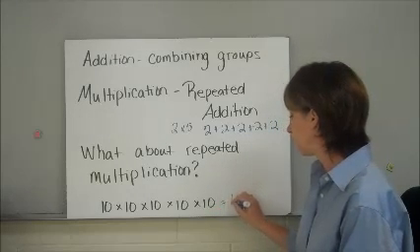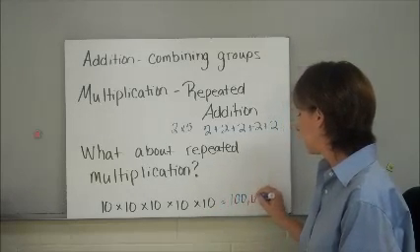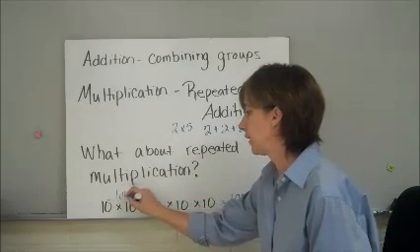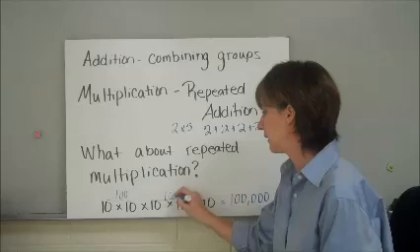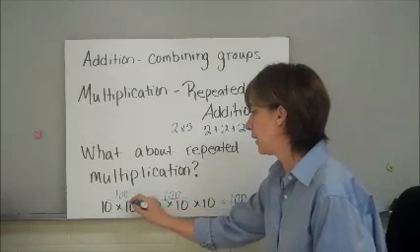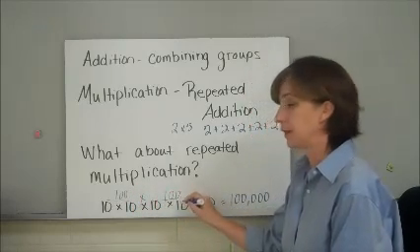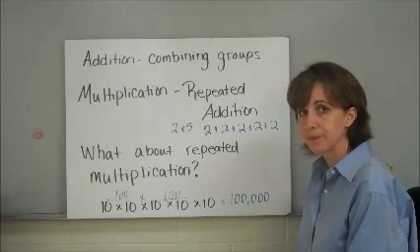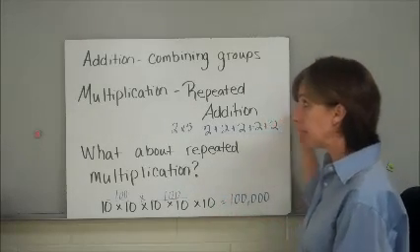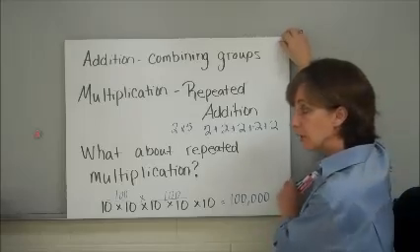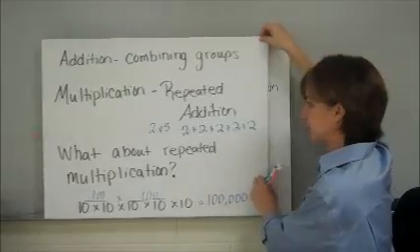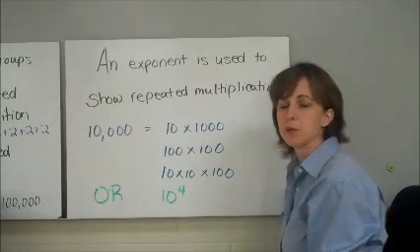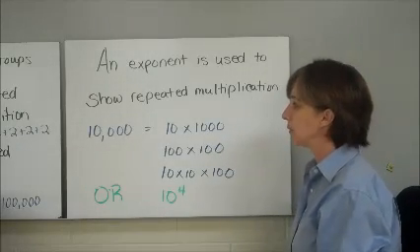This answer is 100,000, because 10 times 10 is 100, and this 10 times 10 is 100, and this 100 times 100 is 10,000, times another 10 is 100,000. Repeated multiplication can be written more simply than that. An exponent is what we would use to show repeated multiplication.